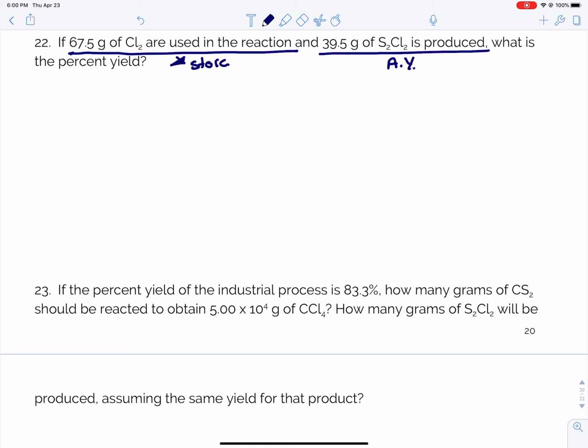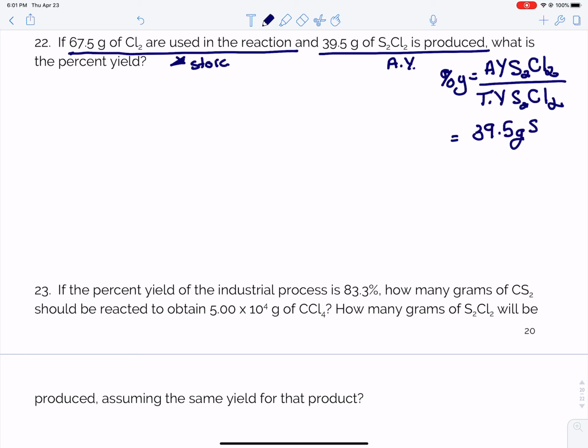And the question again is, what is the percent yield, right? Percent yield is the actual yield of the chemical S2Cl2 divided by the theoretical yield of S2Cl2. And I know the actual yield is 39.5 grams S2Cl2. And I need to find the bottom of those, times 100%. Okay. So what am I going to start with?